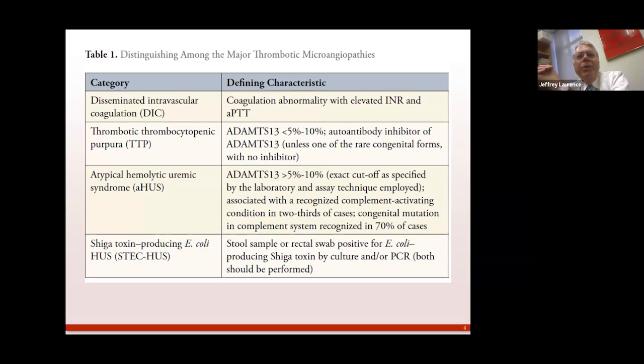Atypical hemolytic uremic syndrome, you should have a normal ADAMTS13. In about 70% of these cases, you can document congenital mutations in the complement system. In the other 30% of cases, even though they respond to anti-complement therapy, you may not be able to identify a mutation. We'll talk about that later. And then finally, there's Shiga-toxin producing HUS. You diagnose this obviously by doing a culture or smear in the stool and PCR, and both should be performed because there are some types that we do not pick up by PCR alone if you're just looking for the standard type.